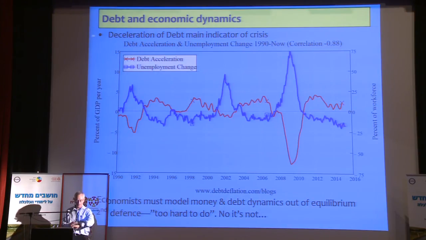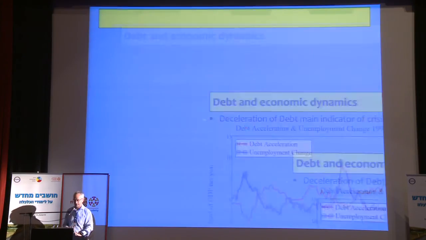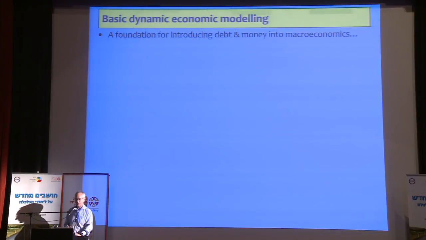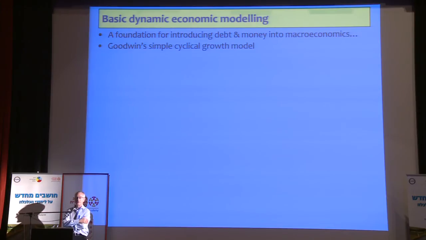And that comes to the second defence, and that is that it's too hard. Well, it's not. It's not easy, but it's not impossible. So I'm going to give you a foundation for bringing debt and money into macroeconomics. And this is working from another great and neglected economist called Richard Goodwin, who in 1967 built this very, very simple model of the economy.